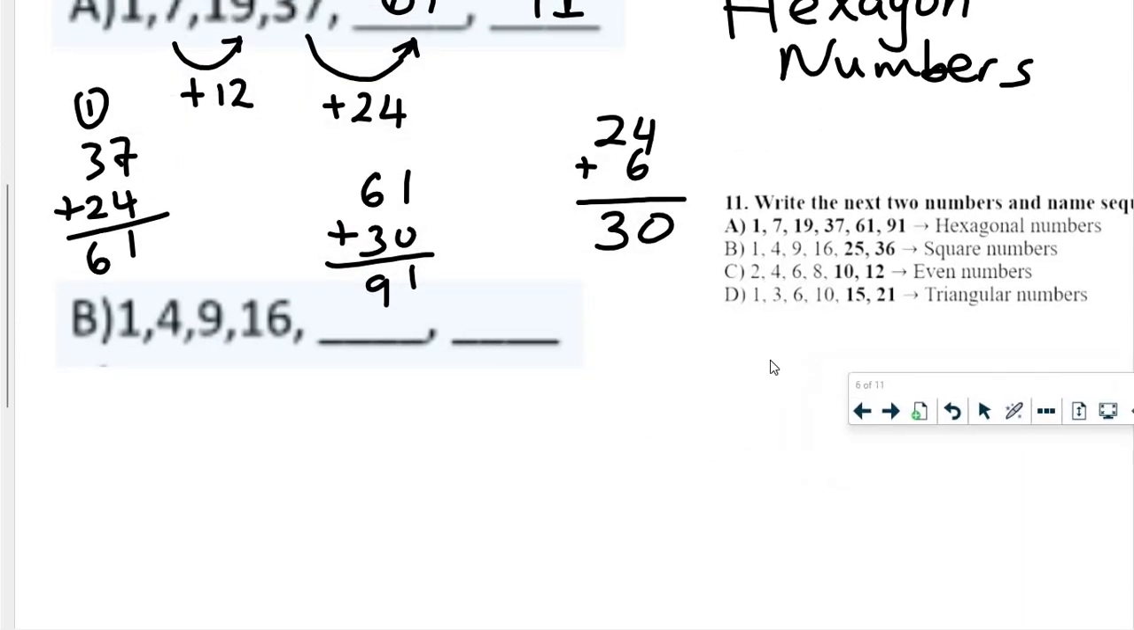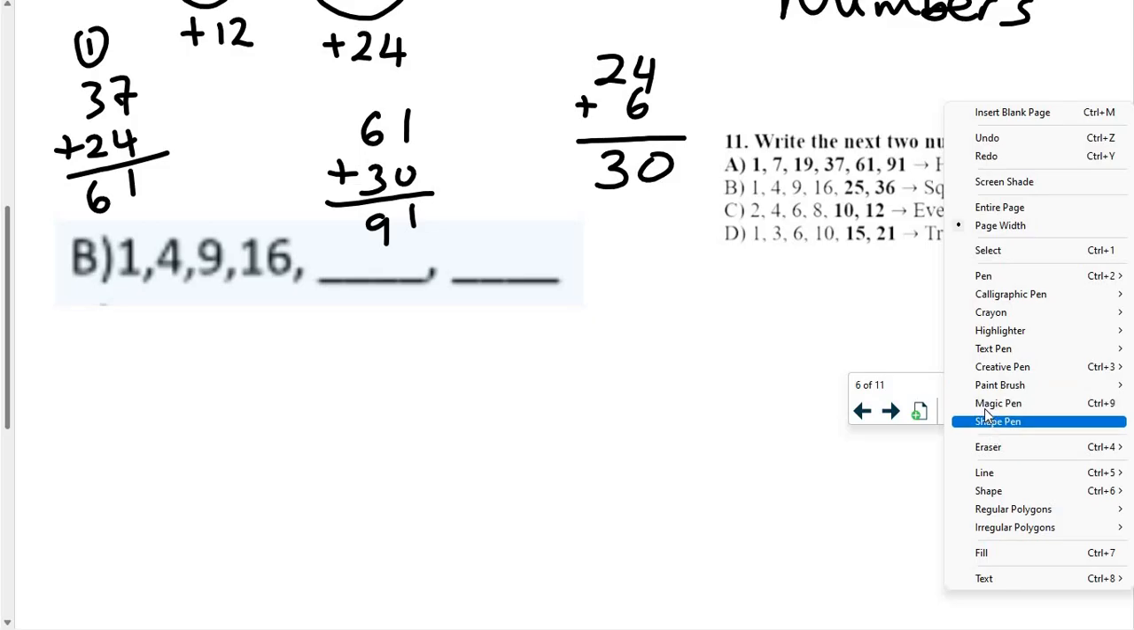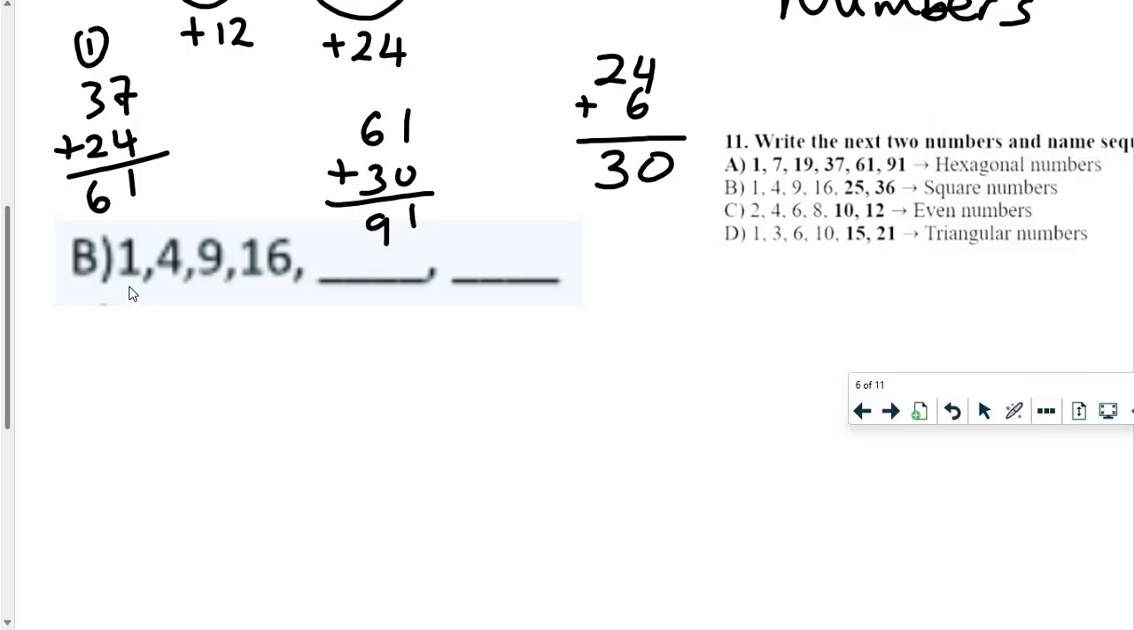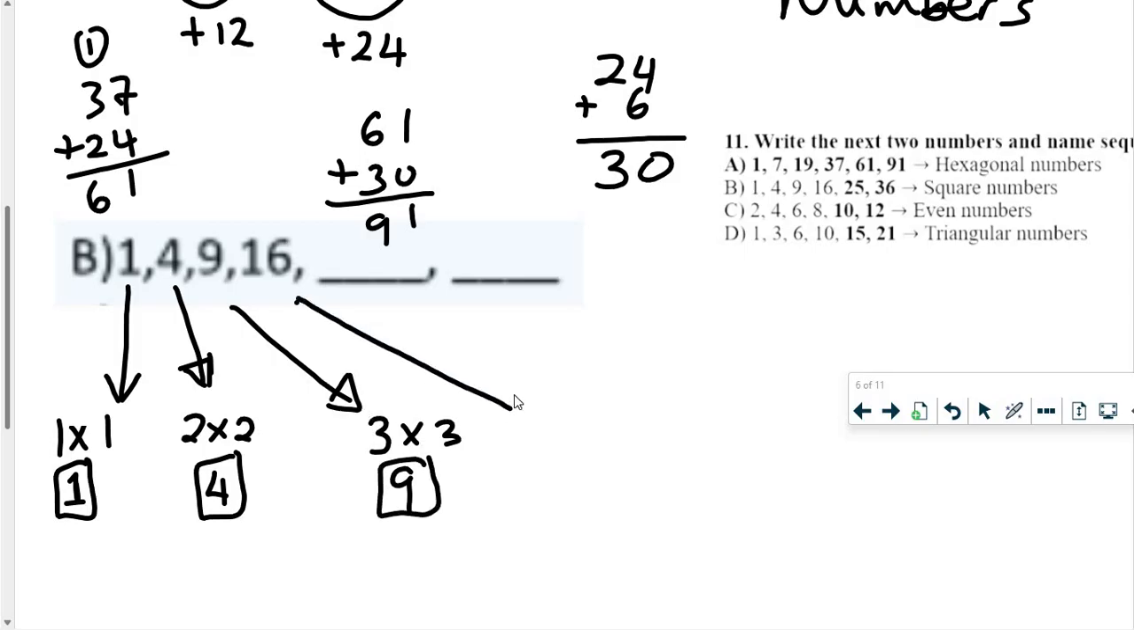Next question. 1, 4, 9, 16. This is what I told you, I will explain to you. 1 was obtained by taking 1 into 1, which equals 1. 4 was obtained by taking 2 into 2, and this equals 4. 9 was obtained by taking 3 into 3, and that is 9. 16 was obtained by taking 4 into 4, and this is 16.